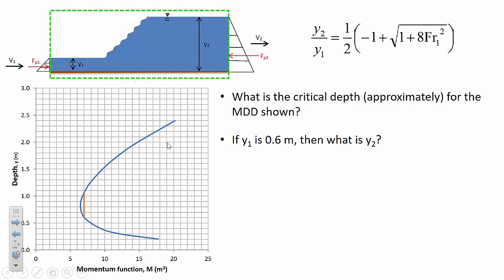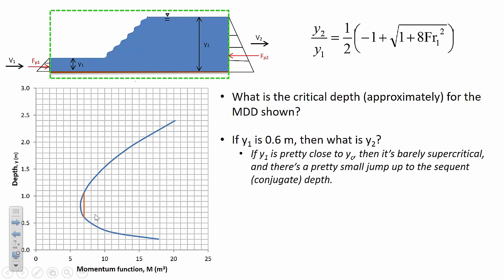So 0.6 is the upstream depth before the jump. And so the depth that has the same momentum, it looks like that's approximately 1.05 roughly. So that's a relatively small jump. The length of this line represents the elevation difference between upstream and downstream depth. So this orange line goes from 0.6 to 1.05, so that gives you the height of the jump.